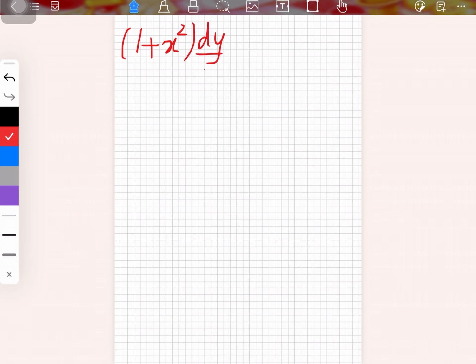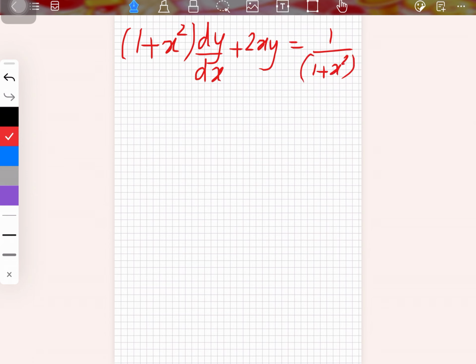Hello everyone. So today we'll be solving a question related to linear differential equation, the one that I talked about a few days ago. I told you about the way we usually solve using this method, and today I'll be giving one example which will need us to change it into the standard form in the beginning and then solve it. So the question is (1 plus x square) dy over dx plus 2xy is equal to 1 over 1 plus x square. So this is the question.